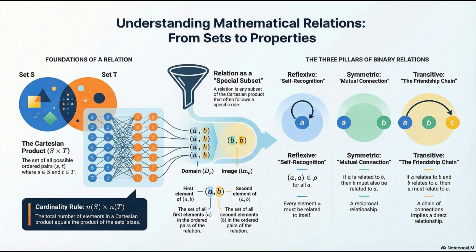The source material provides a highly structured mathematical example to demonstrate this introspective relation. They use the set of all integers, denoted as Z. So Z cross Z. Exactly. The Cartesian product becomes Z cross Z, which is the infinite universe of all possible integer pairs.